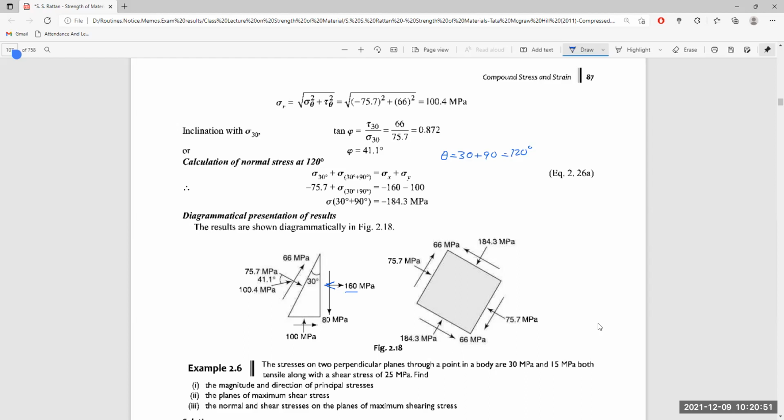So the result we are showing graphically as 75 MPa with shear 66 MPa, and here 66 and 148 MPa. This is the resultant, on 183.4 and 175.4.